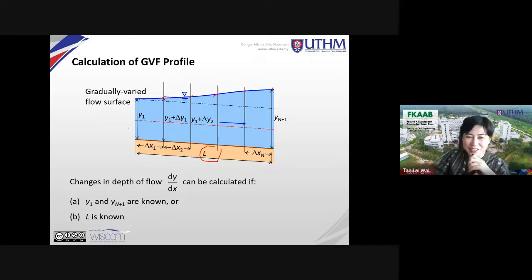Okay. Now, so kita punya objektif untuk topik seterusnya ni ialah kita sebenarnya nak tentukan berapa jauh jarak gradually varied flow profile dengan ukur dalam dia pada sela tertentu lah. So of course, we can know Y1, all this, the depth and also L.